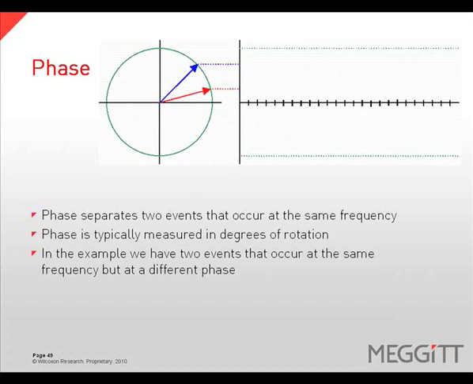Phase is what separates two events that occur at the same frequency. Phase is typically measured in degrees of rotation, from 0 to 360 degrees. In the example, we have two events that occur at the same frequency, but at a different phase.